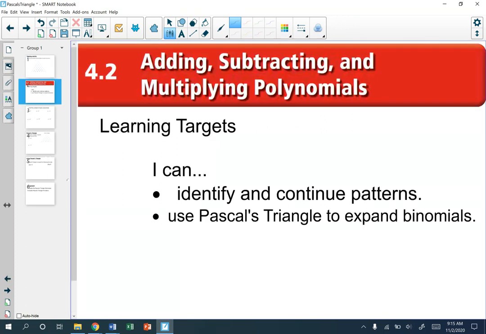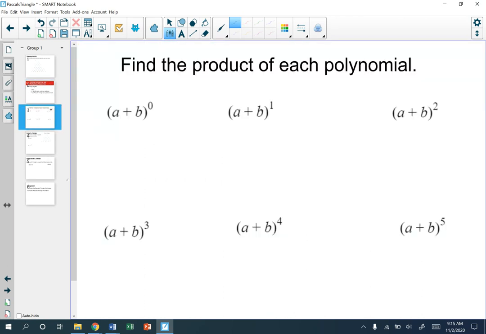Today, we're going over our learning targets. I can identify and continue patterns, which is what we just did in the opening activity. And I can use Pascal's triangle to expand binomials. So that's going to be our focus of today.